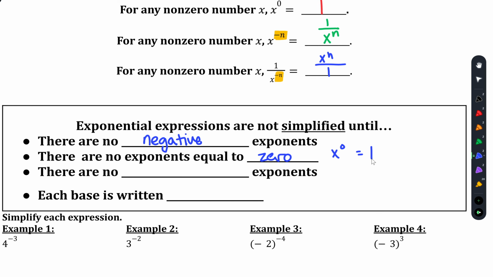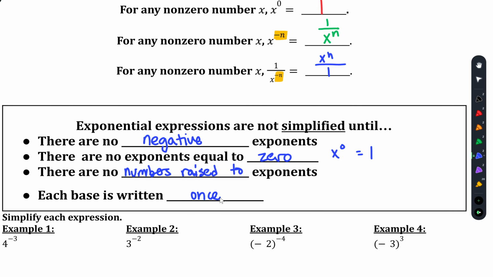The other 2 rules that we talked about yesterday: there are no numbers raised to exponents. So I'm not going to leave anything as like 3 squared. I should simplify that to 9. And each base is written once. So I should only have 1 x in my problem. I should only have 1 y in my problem. I shouldn't have multiples. Good? Let's look at the examples.